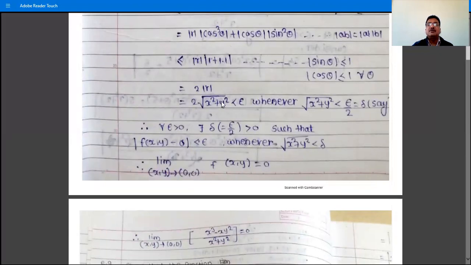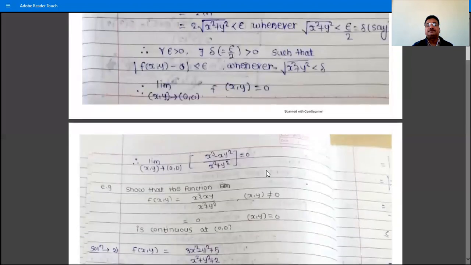And this is less than epsilon whenever we shift these two only. So epsilon by 2, root x square plus y square is less than epsilon by 2, is equal to delta. So for every epsilon, there exists delta greater than 0, such that mod fxy minus 0 is less than epsilon whenever root x square plus y square is less than delta. This is the definition. And therefore limit xy tends to 0 0 of f xy is 0. And therefore limit xy tends to 0 0 of x cube minus xy square divided by x square plus y square is 0.